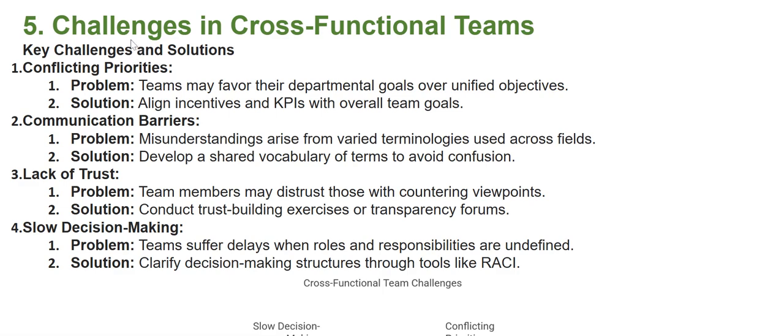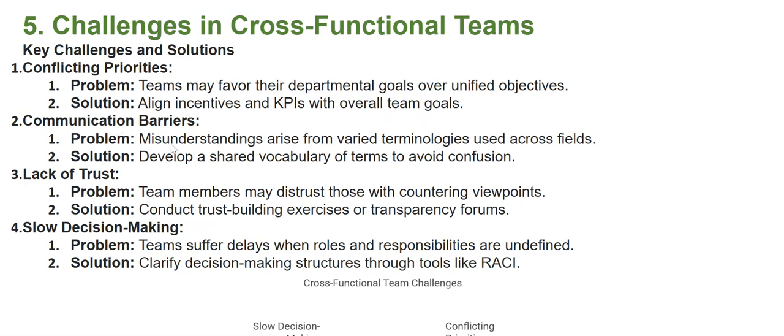The challenges we might face in cross-functional teams. Key challenges and solutions. Conflicting priorities. As a problem here, teams may favor their departmental goals over unified objectives. Solution, align incentives and KPIs with overall team goals.